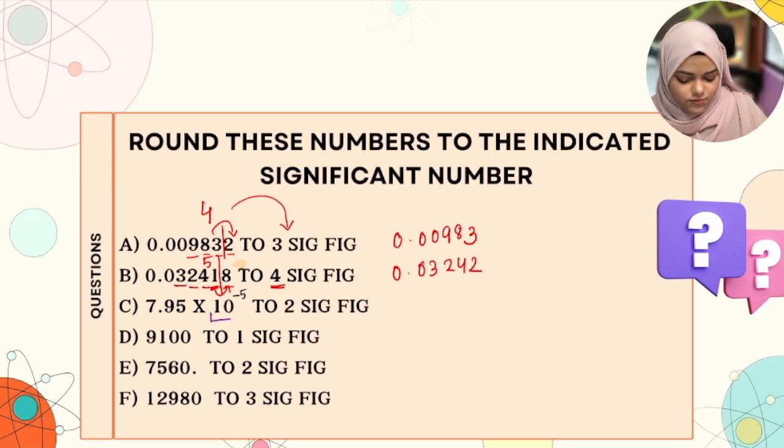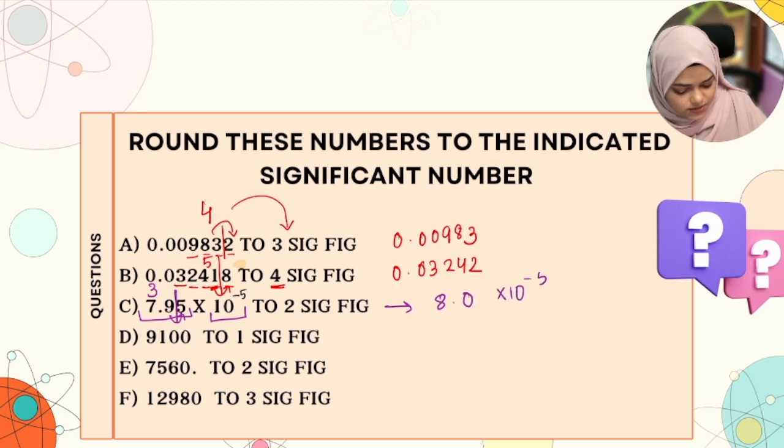Let's look at the next one. As we know, the multipliers are not significant, we do not care about them. So we just look at this, and this has 3 significant figures and we want to round it to 2 significant figures. So we stop here and we say that it is 5 or more, so we add 1 to it. So what is 9 plus 1? It's 10, right? So it's actually going to be 8.0 times 10 to the power of negative 5. And remember how the zeros at the end are significant when we have a decimal. So this is actually 2 significant figures.